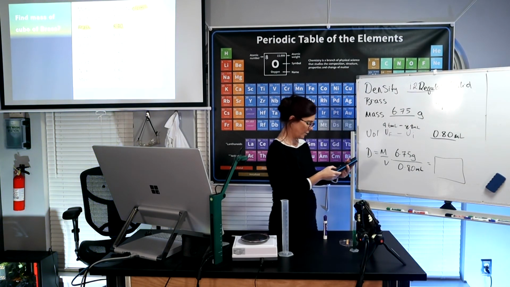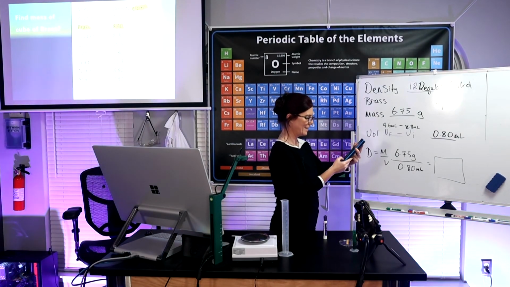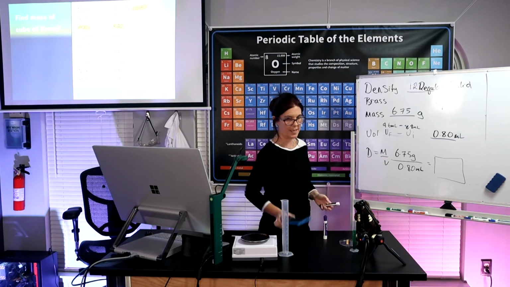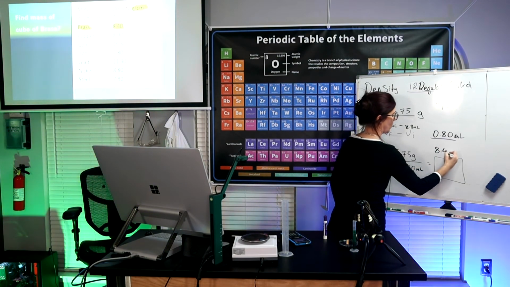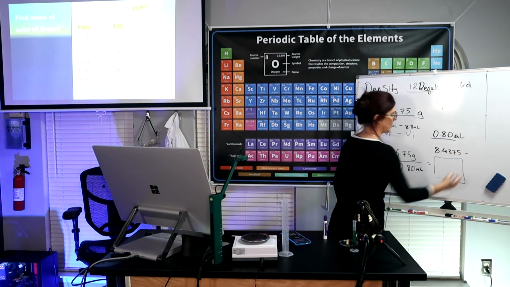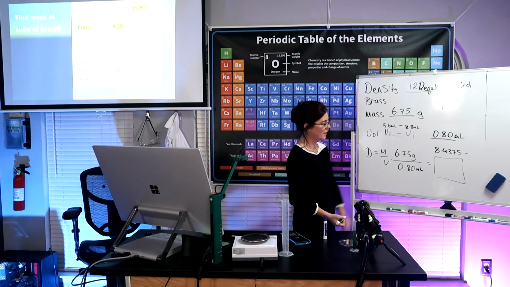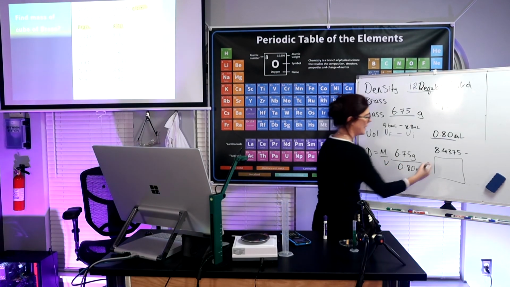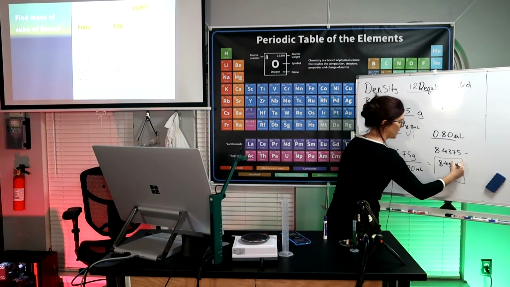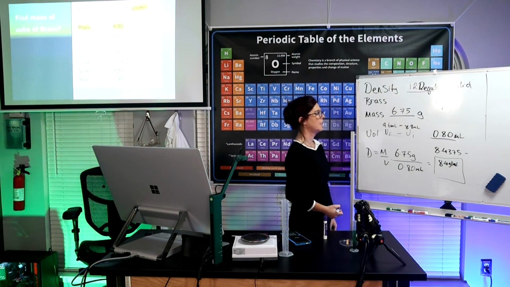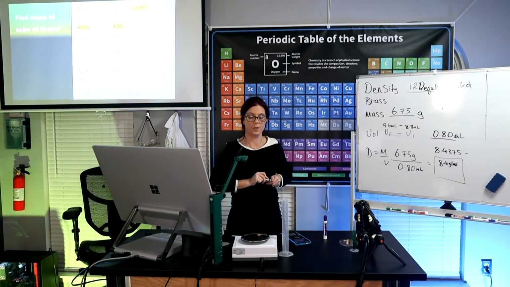So into our calculator, we'll put our 6.75 and we will divide that by 0.8. And that gives us 8.4375. So 8.4375, that's what's on the calculator. Sig fig wise, I need to have two significant figures. So that's going to be 8.4 grams per, and this time milliliter. Now remember that 1 milliliter is equal to 1 centimeter cubed.